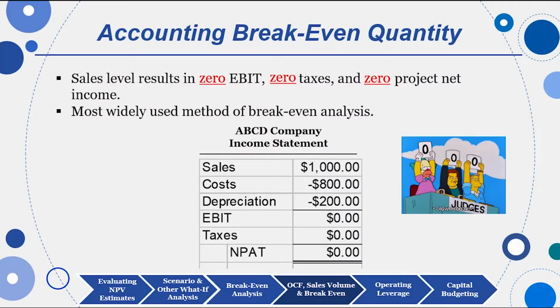Here's a really good example. So here is a break-even situation. Very simply, my sales equal my cost. You're left with 0 EBIT, 0 tax, and 0 NPAT. And to do the OCF on this accounting break-even situation, it's EBIT plus D minus T. EBIT is 0, D is whatever D is, no matter what it is, and minus taxes of 0. So at the accounting break-even, OCF will always be equal to depreciation.